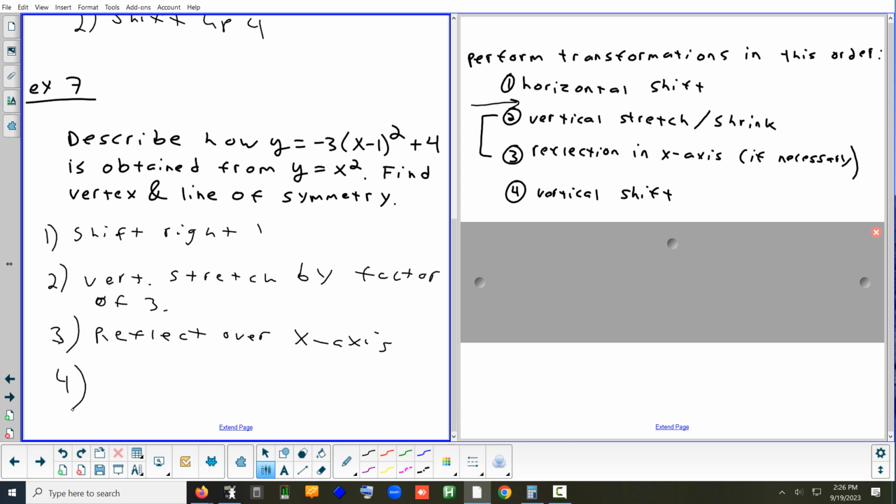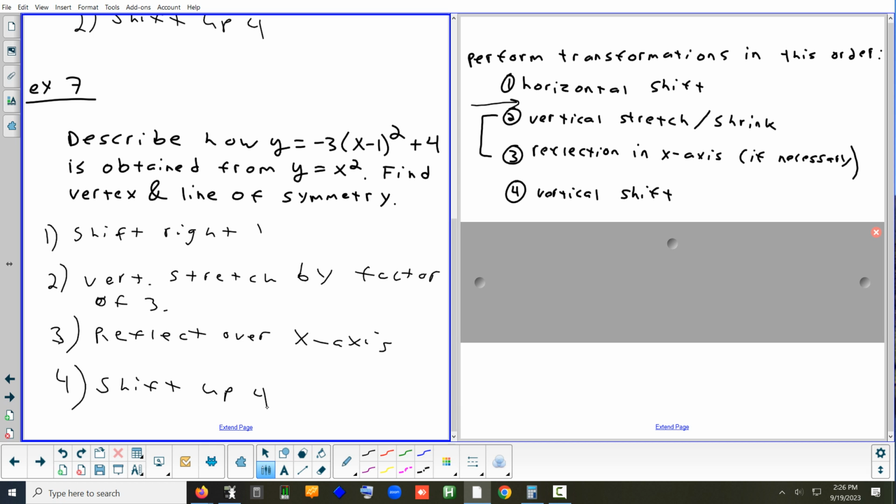And the last thing, the plus 4. Alex, which way is that going to shift? It's going to shift 4 units up. So shift up 4. Okay, not every problem is going to have every transformation. Some might have 2, some might have 3 or 4.